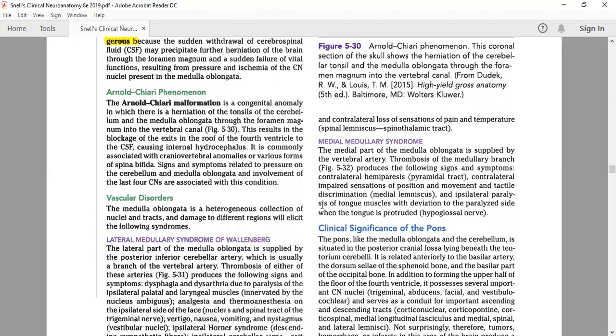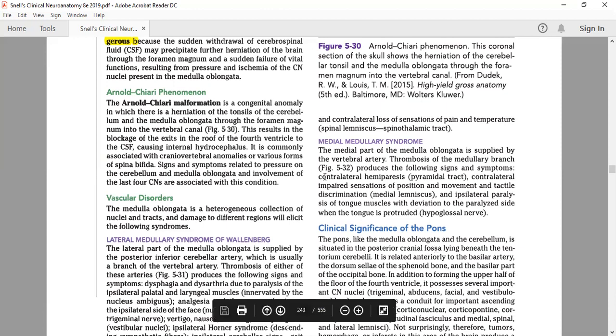contralateral hemiparesis, pyramidal tract; contralateral impaired sensation of position and movement and tactile discrimination, medial lemniscus; ipsilateral paralysis of tongue muscle with deviation to paralyzed side when tongue is protruded, hypoglossal nerve.